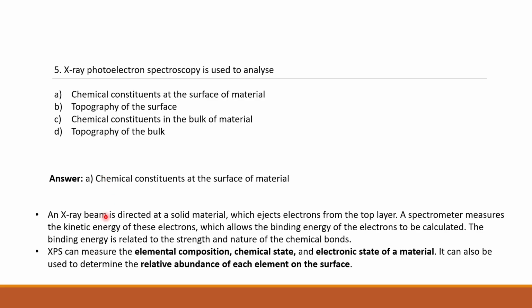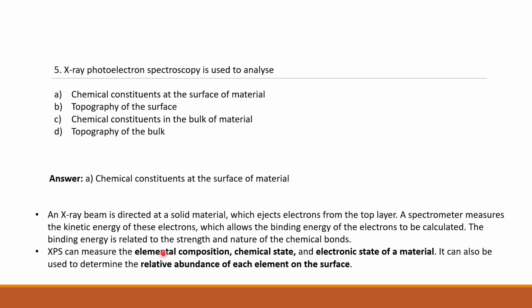A spectrometer measures the kinetic energy of these electrons. So it will have a spectrometer where it will measure the kinetic energy of these electrons. When these electrons are ejecting out, they will have specific kinetic energy as they are moving out. This kinetic energy is measured by your spectrometer, which allows the binding energy of your electrons to be calculated. Using this kinetic energy, the instrument will calculate the binding energy of the electrons.